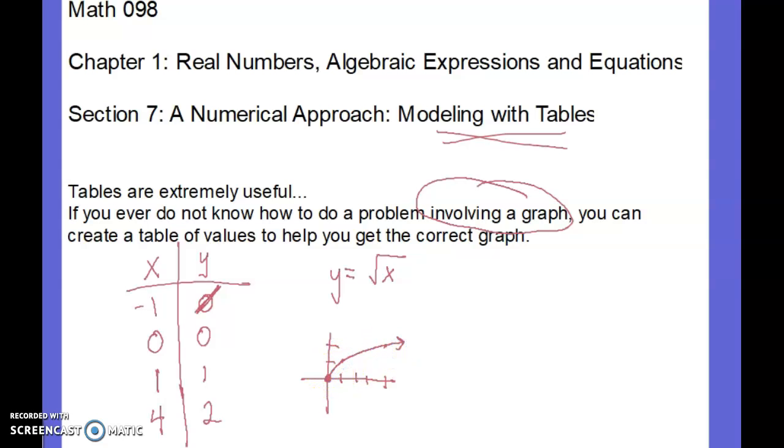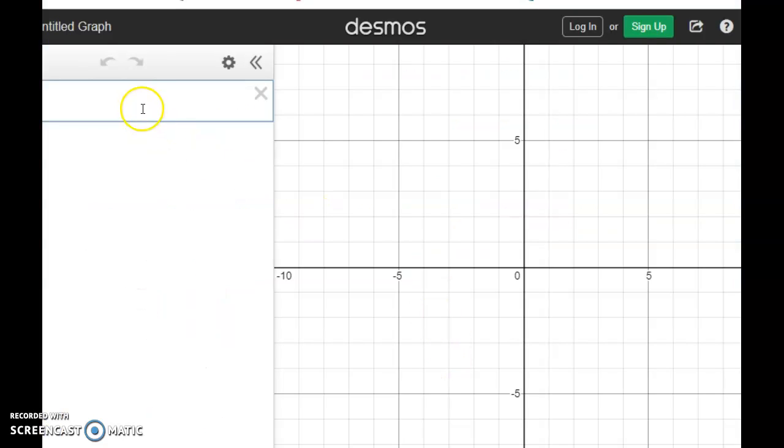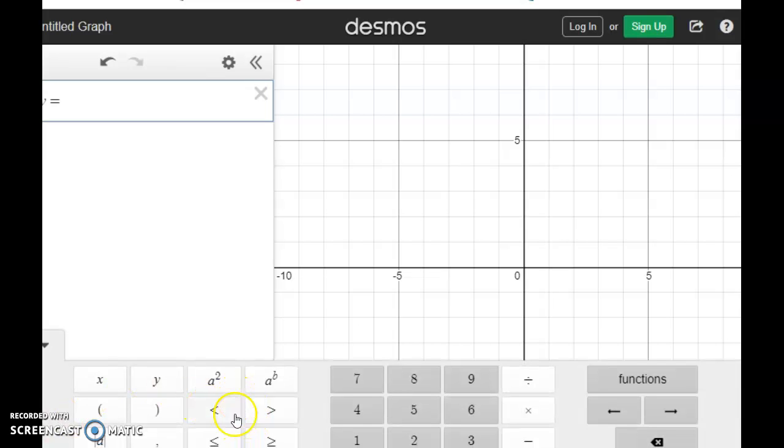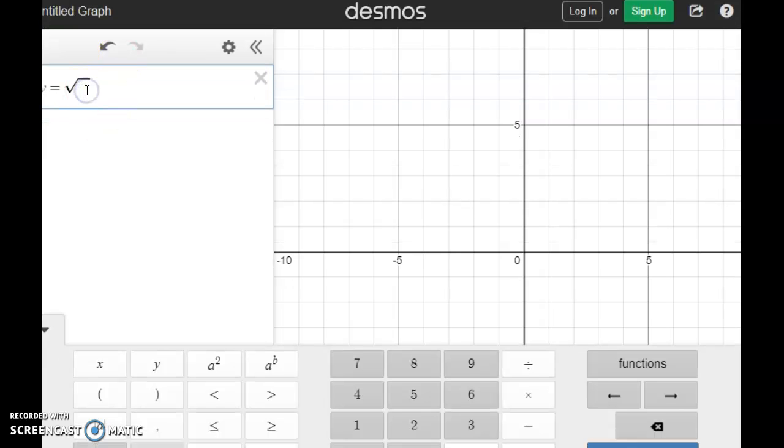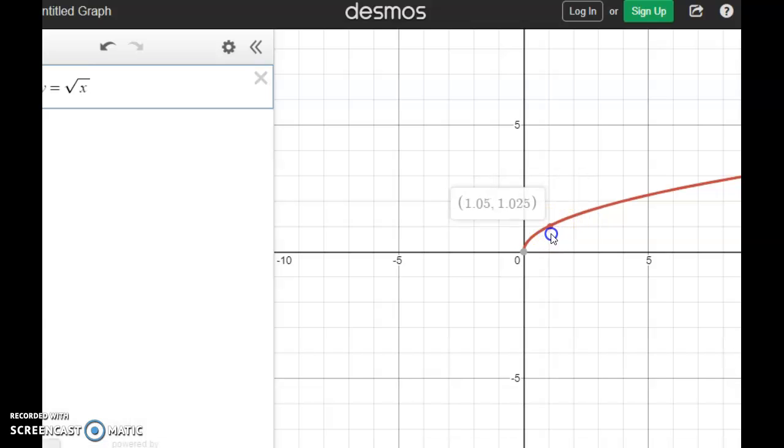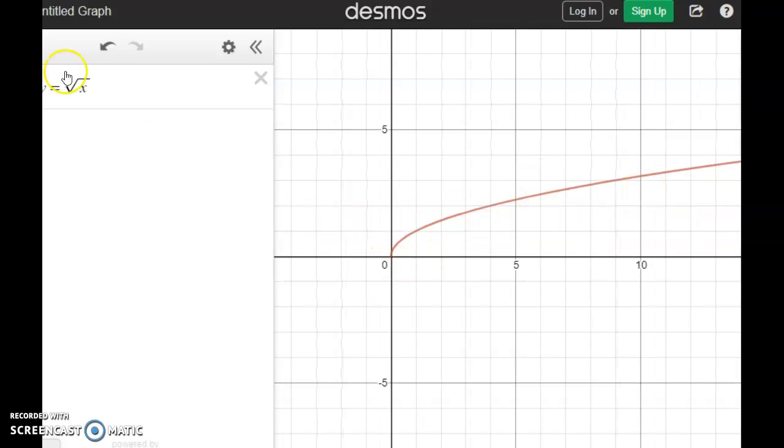Now, I'm well aware that a graphing calculator could do this problem for you. If you were to type in y equals the square root of x, you can actually see these values, and if you click on the graph, you can see when x is 1, y is 1, when x is 4, y is 2, and you can find the next one. It actually goes off the graph. I could obviously move the screen over and you could see it.